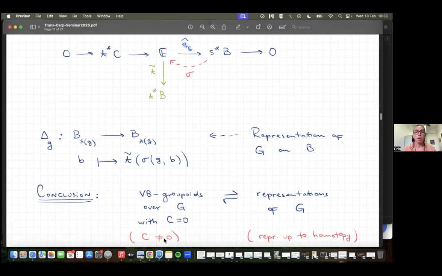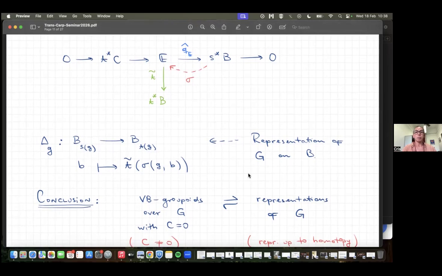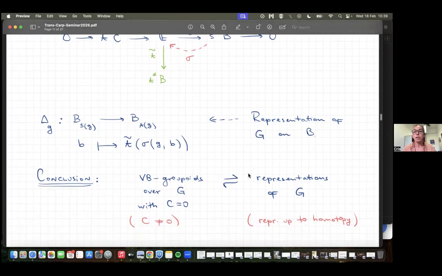And if the core is not 0, one can also associate a representation of the groupoid, but this is a representation in a more flexible way, and this is called a representation up to homotopy. So this is just for you to know that one can also give an answer if the core is not 0.